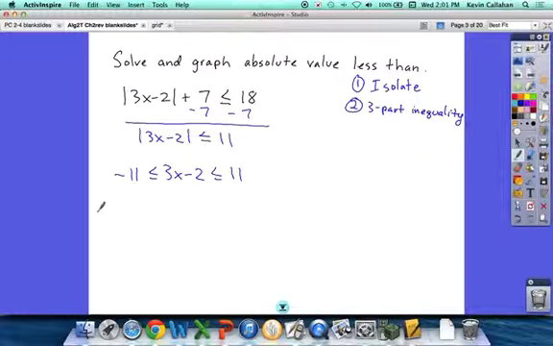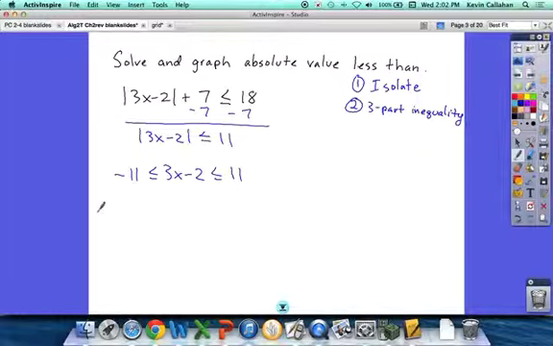Now, could you write it as 2 inequalities? Yes, you can. You could say 3x minus 2 is greater than or equal to negative 11, and it's less than or equal to 11. And you'd have to include the word and, then make sure that you're counting the part where the graphs overlap. That is implicit in a 3-part inequality. And this is the way the math people do one of these. They don't do it with two-part inequalities. They do it with 1 3-part.